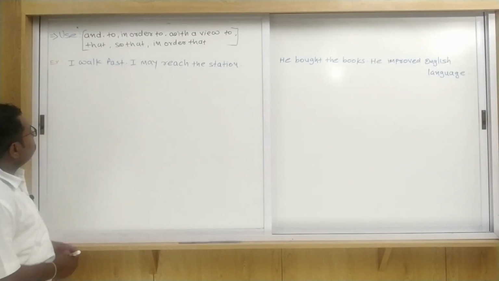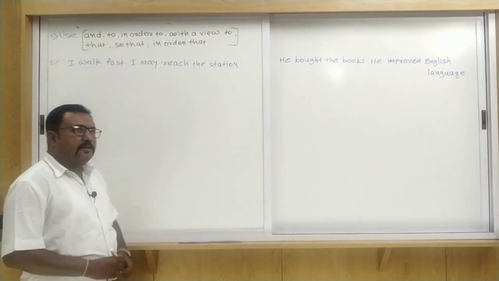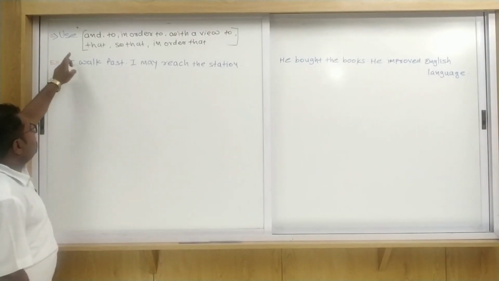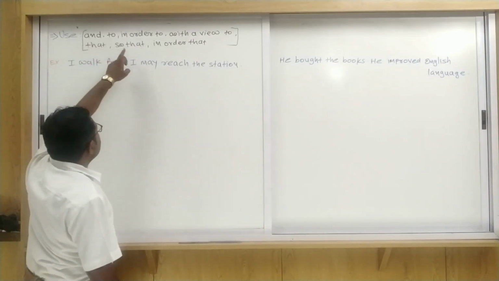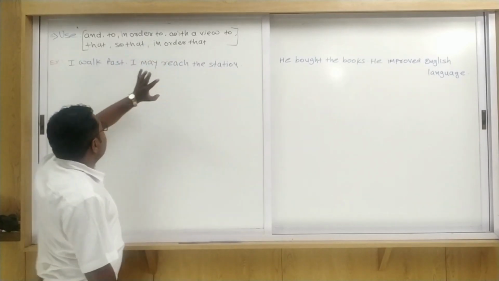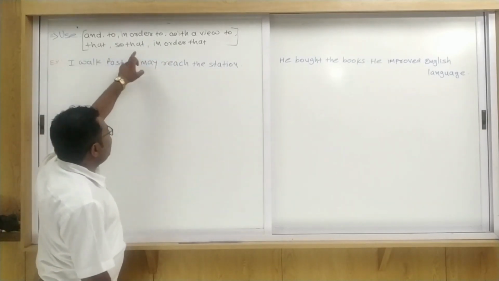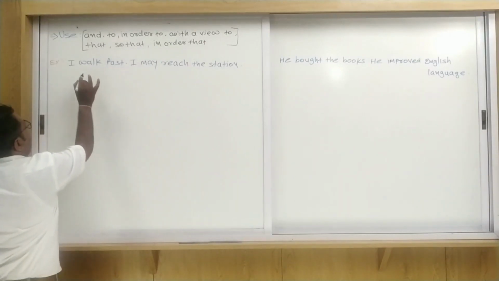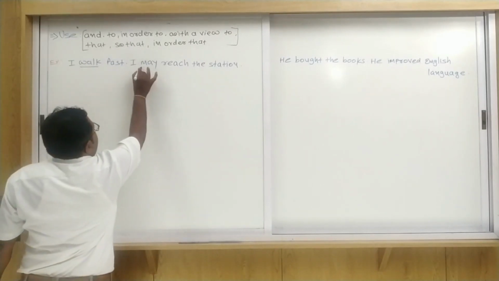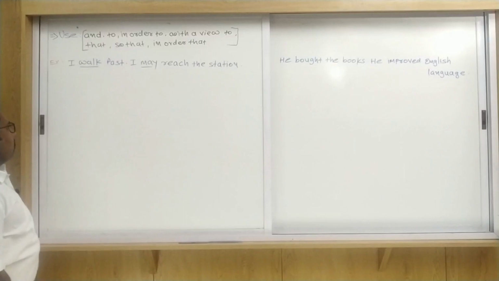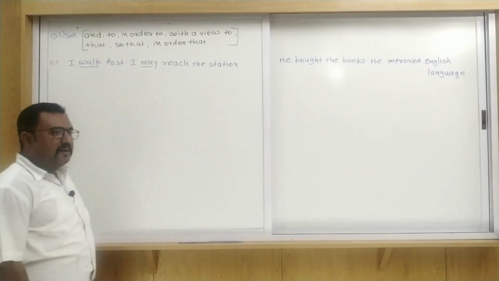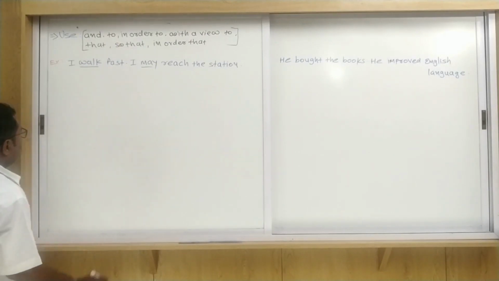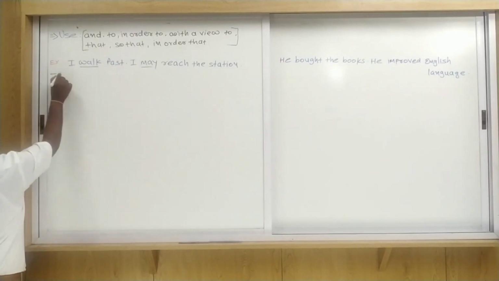So dear friends, we try to show one more example. See that here I have written and, to, in order to, with a view to, that, so that and in order that. The first example is: I walk fast, I may reach the station. So I walk fast, that is the intention. And what is the purpose? I may reach the station. So first of all I use here and.